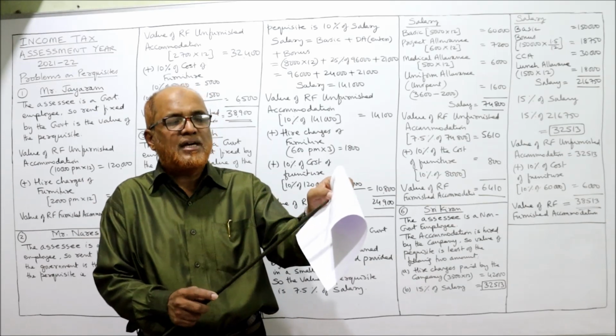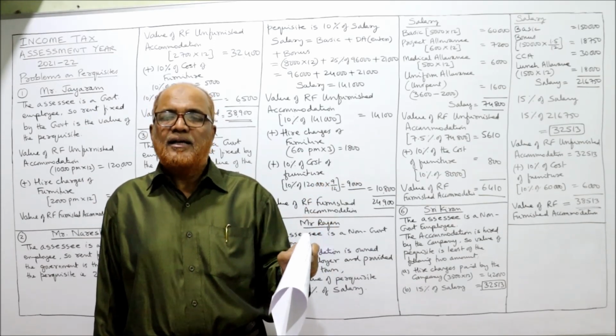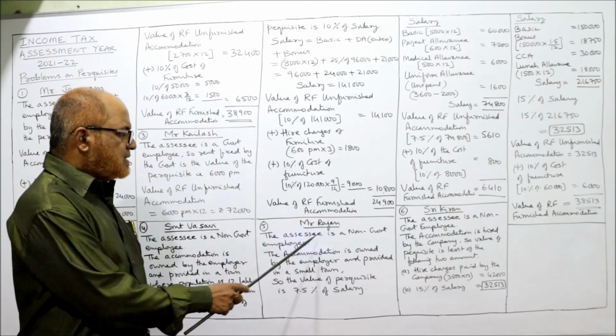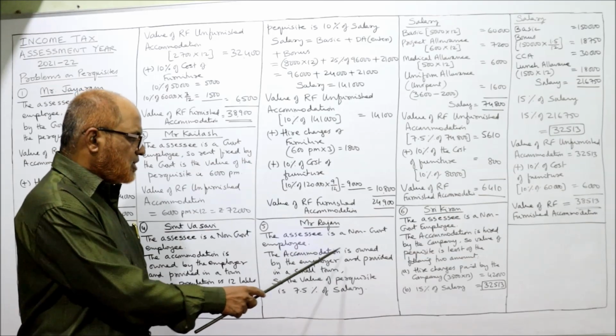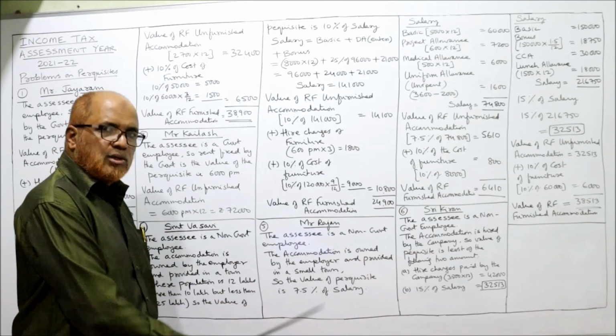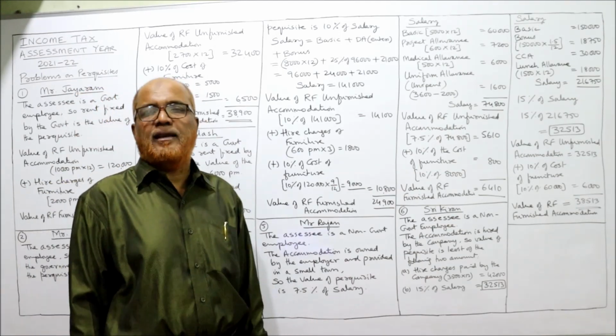7.5% of salary because it's a small town. Population less than 10 lakh. Salary. Now what are the items we should include in salary? Now I'll explain. The assessee is a non-government employee. The accommodation is owned by the employer and provided in a small town. So the value of the perquisite is 7.5% of salary.